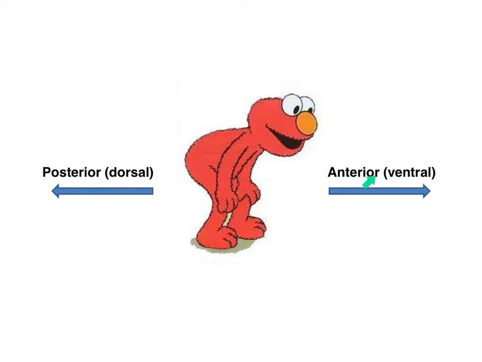Anterior is also sometimes described as the ventral direction, and posterior as the dorsal direction. Ventral means towards the stomach, dorsal means towards the back, like the dorsal fin of the shark. In humans and in Elmos, posterior and dorsal mean the same thing, and anterior and ventral mean the same thing. But that's because humans and Elmos walk on two legs. These are actually different axes in four-legged animals.